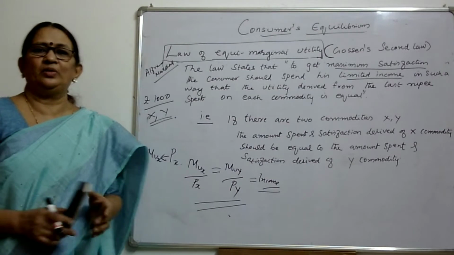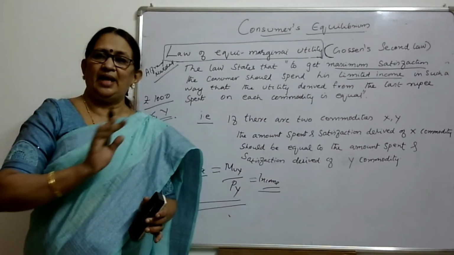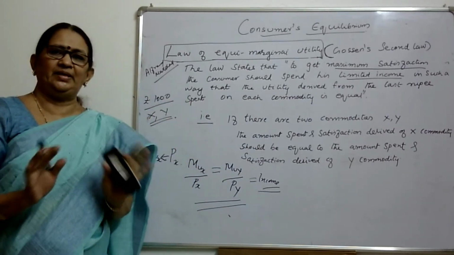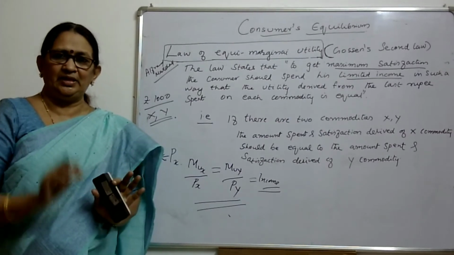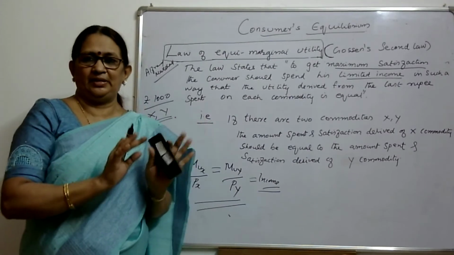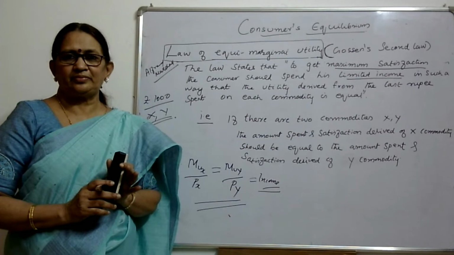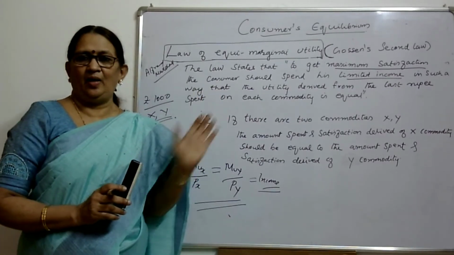He cannot spend more than his income because the assumption is that he is spending his entire income on these two commodities. If it is 1000 rupees, he is spending it on both commodities and he wants to derive maximum satisfaction even from the last rupee spent on both commodities. It is giving him the same satisfaction. Okay, so through a numerical example we will see how it is proved.